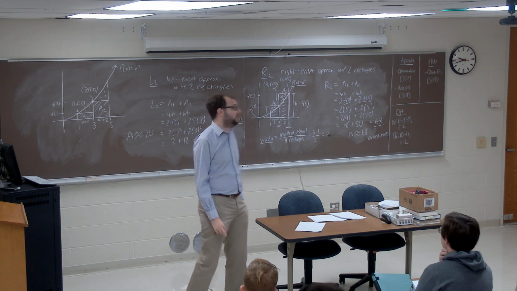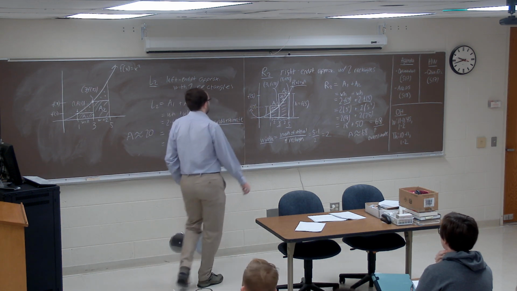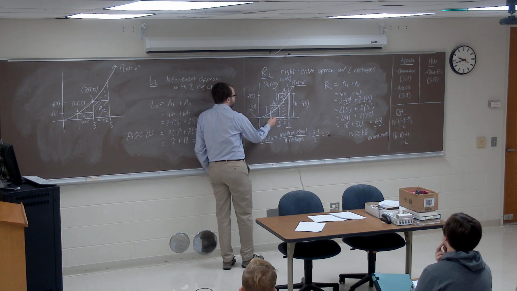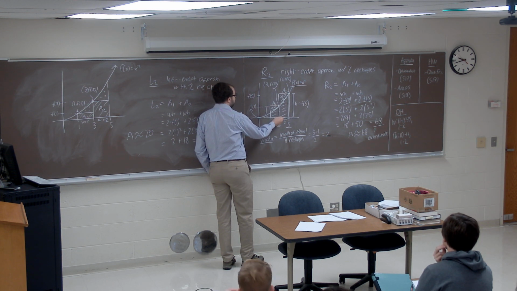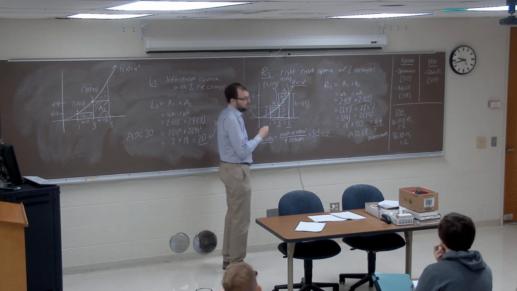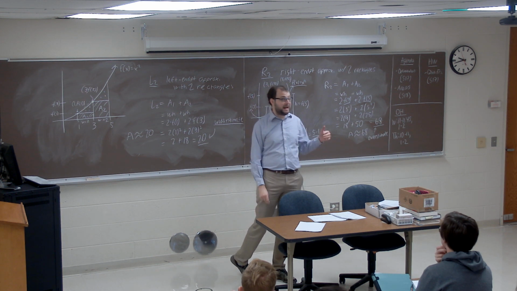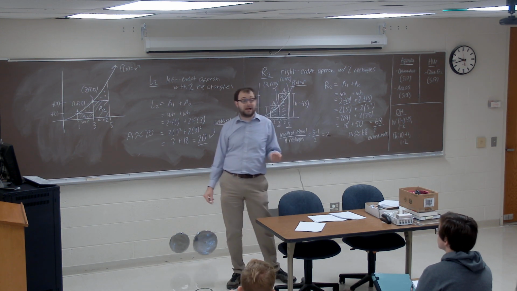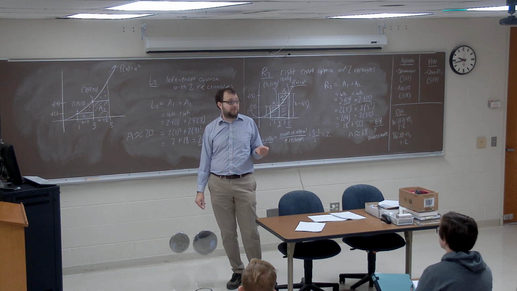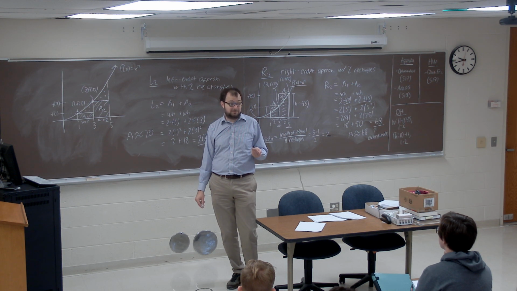Another way we could do this is to say, instead of using the right endpoint of the rectangle or the left endpoint of the rectangle, let's use the midpoint. Give us a little bit of overhang and underhang at the same time. That would probably get us a better approximation.